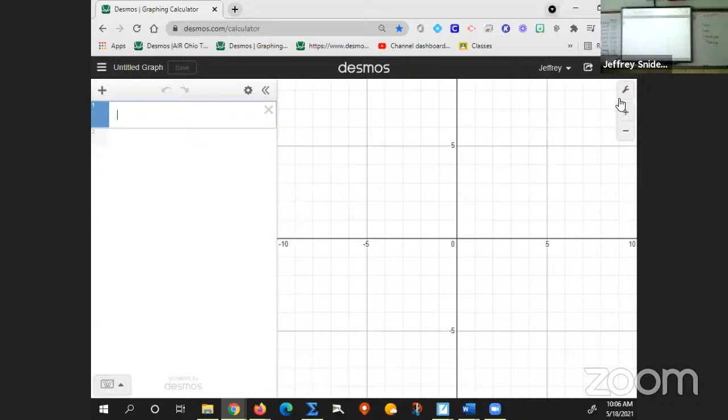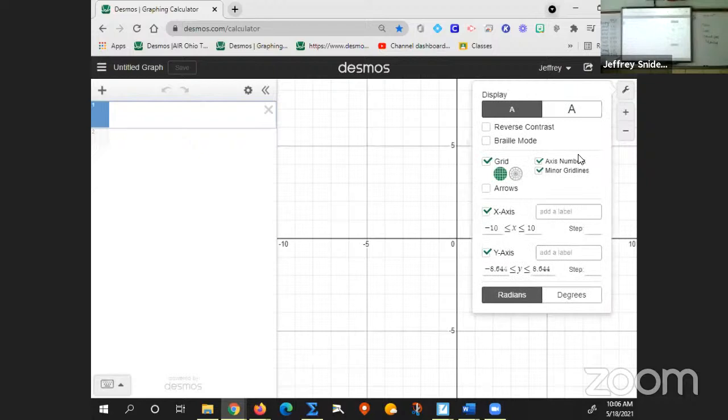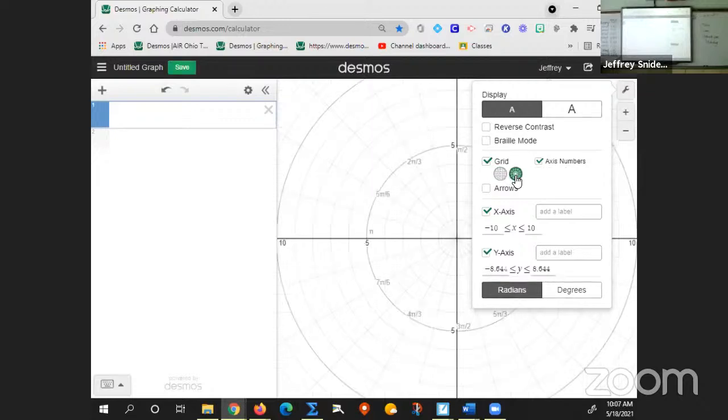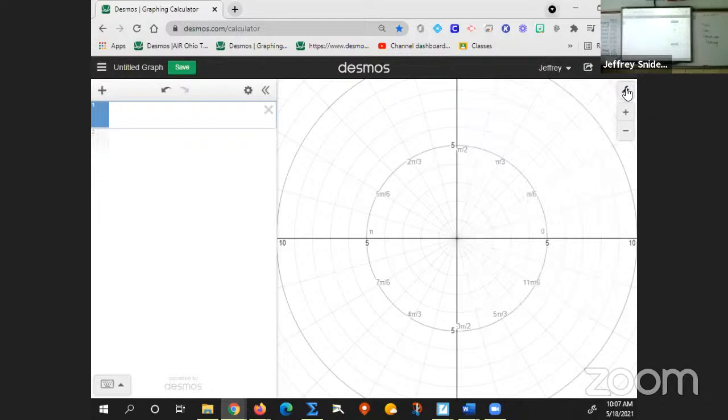It's all about going over here to the wrench. You'll notice there are these two circles. The green one's highlighted, that's rectangular. Next to it is polar. If you click it, it changes it to the polar coordinate system. Plain and simple. The other thing I want to make sure of is that I'm in radians, because we're doing everything in radians right now. So here it is, radians, and I'm good to go. Now I can close that.